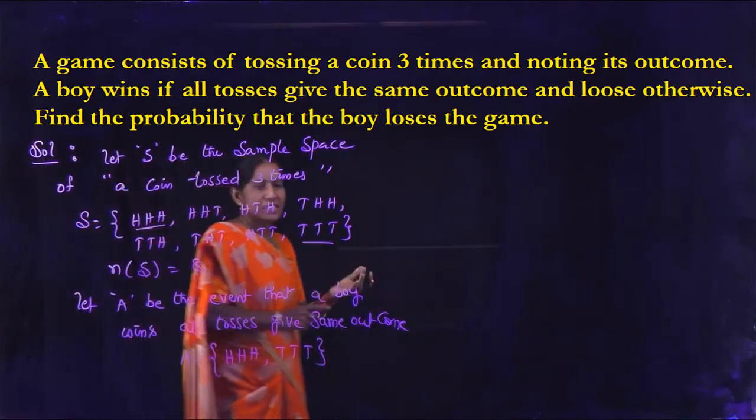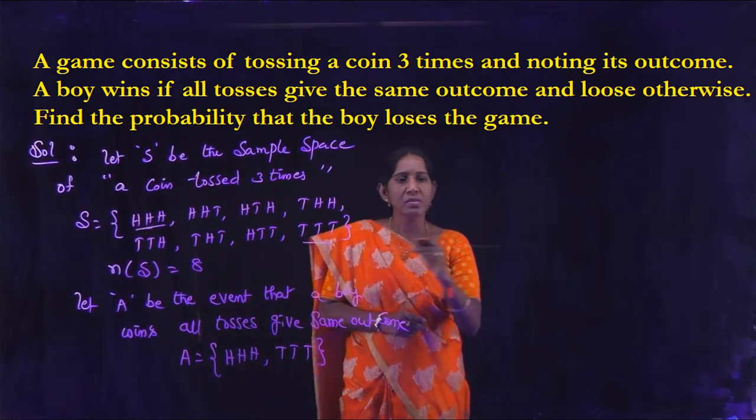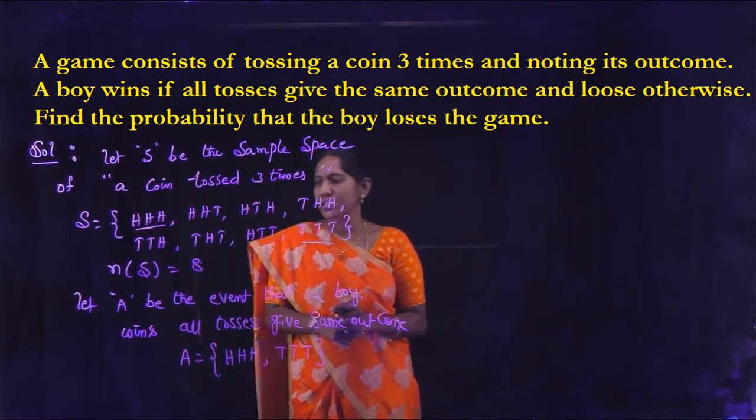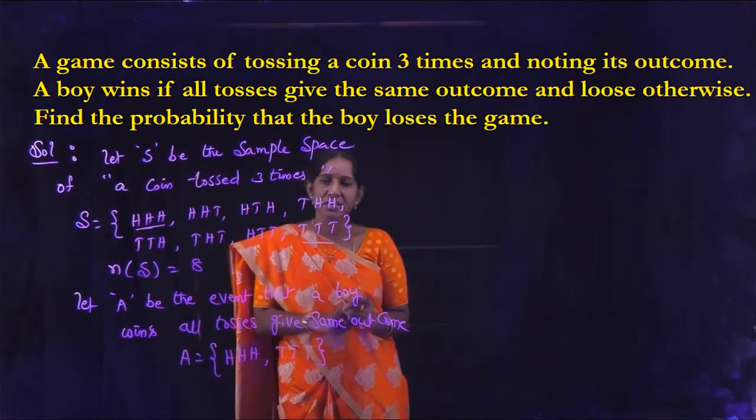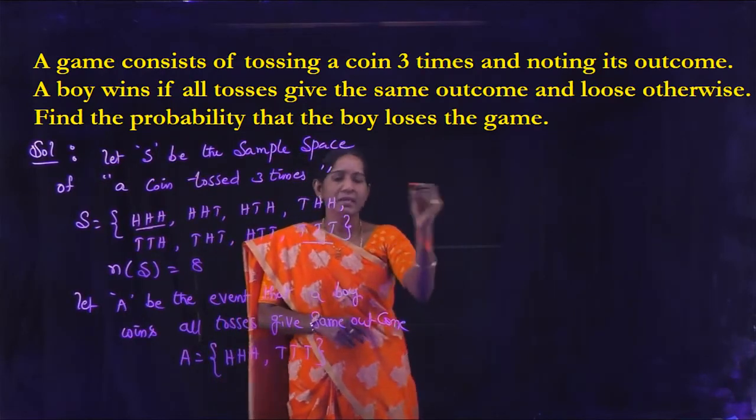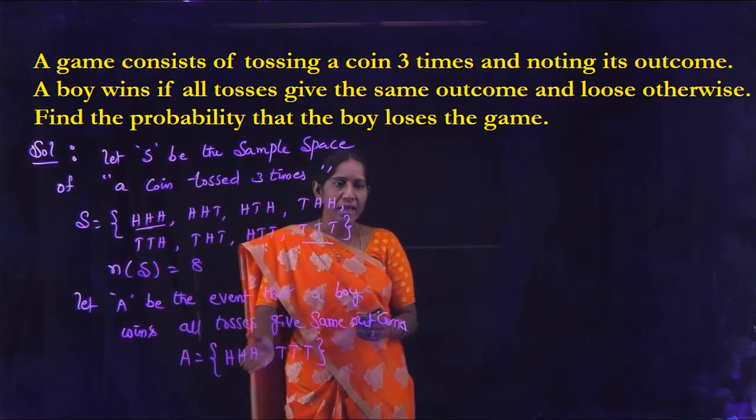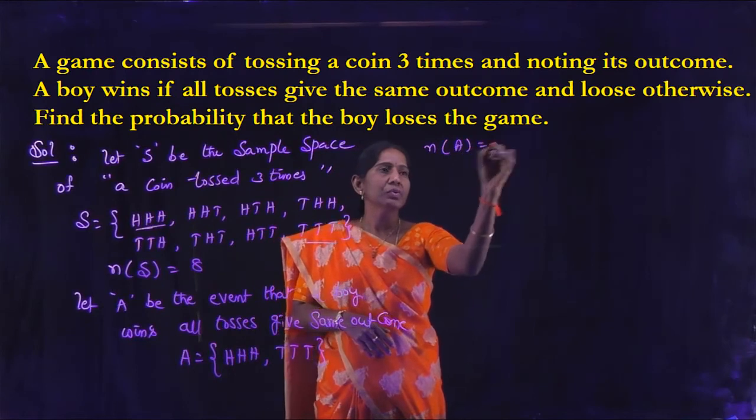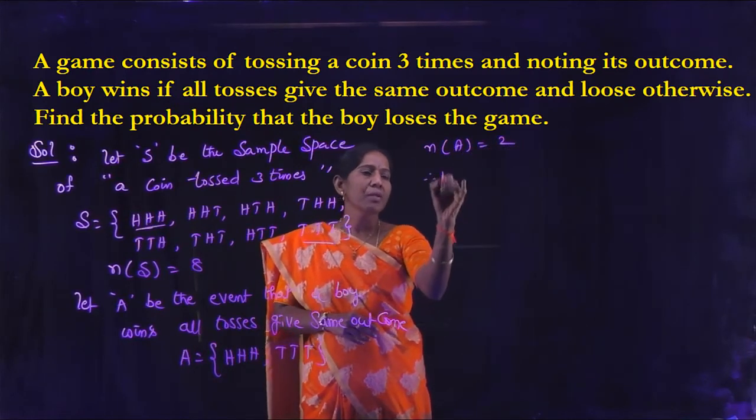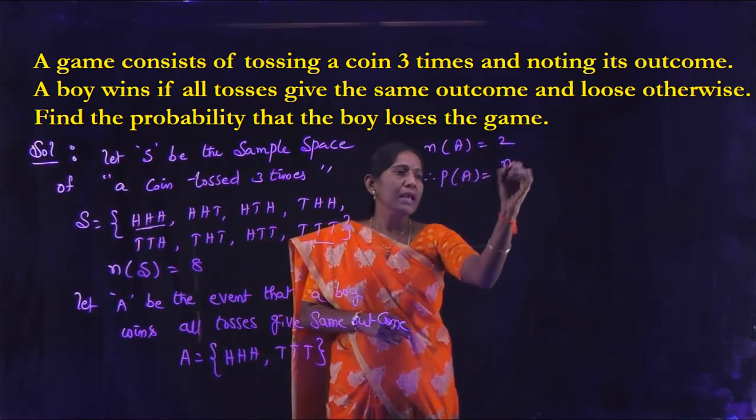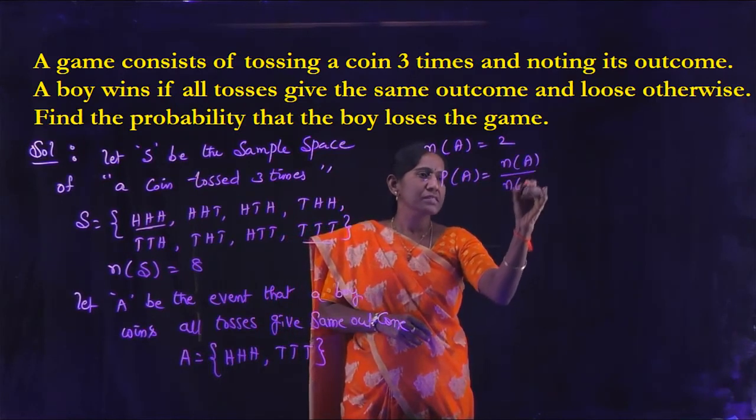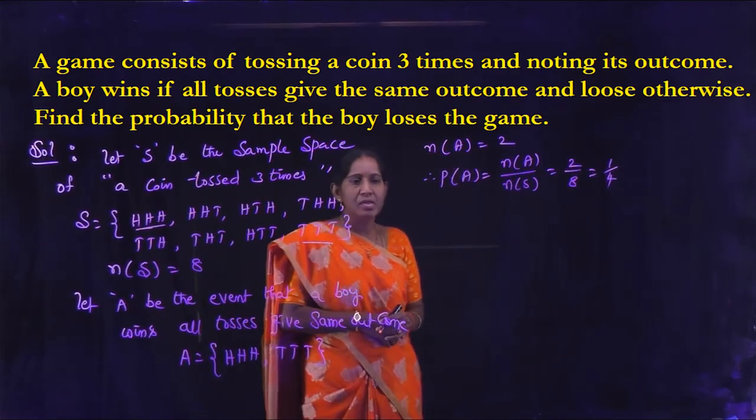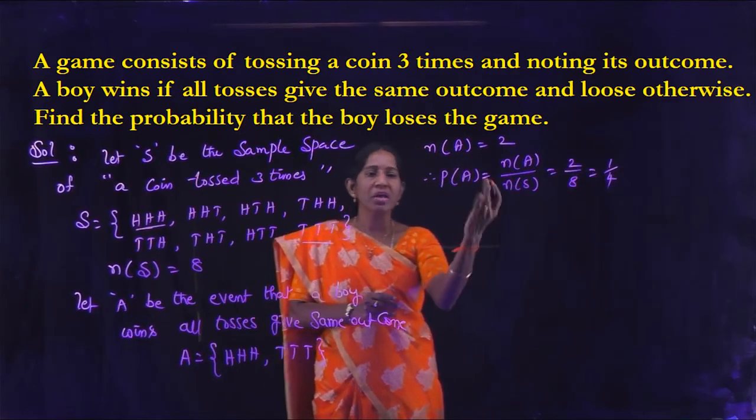And he loses otherwise. Then those outcomes are the remaining ones: HHT, HTH, THH, HTT, THT, TTH. Here A equals HHH, TTT. Then n of A equals 2. Therefore, P of A equals n of A by n of S, that is 2 by 8, the value 1 by 4. So this is the probability that the boy wins the game.